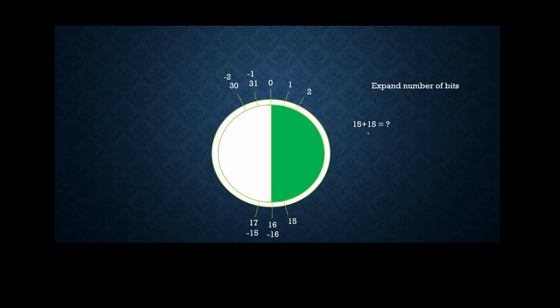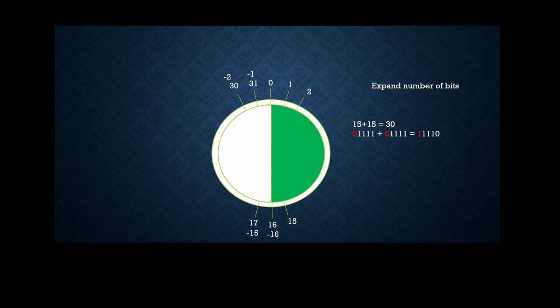So let's take an example. If you do 15 plus 15, we know that for this 5-bit signed number, 15 is the highest positive number. So if you add 15 plus 15, it becomes 30. And if you look at this, this is 15 in a 5-bit number, this is 15. I get this, which is the 30. And the 30, the MSB is a 1, right?